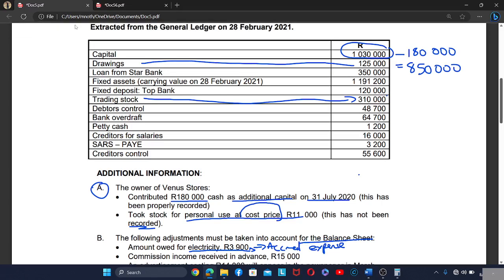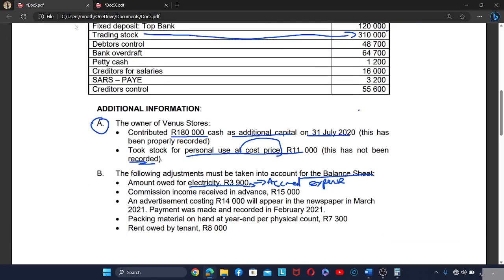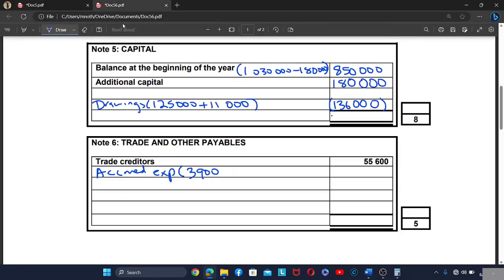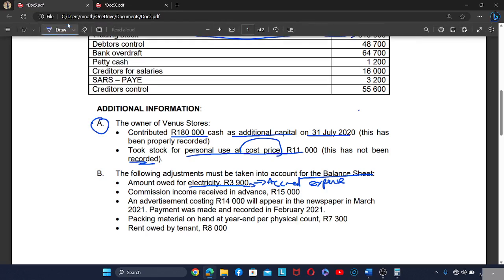Okay, the next one, commission income received in advance. If we have an income that is received in advance, that is a deferred income. It's an income received in advance, which is a liability. So it must also be recorded under the trade and other payables. Deferred income. How much is it? It is 15,000.